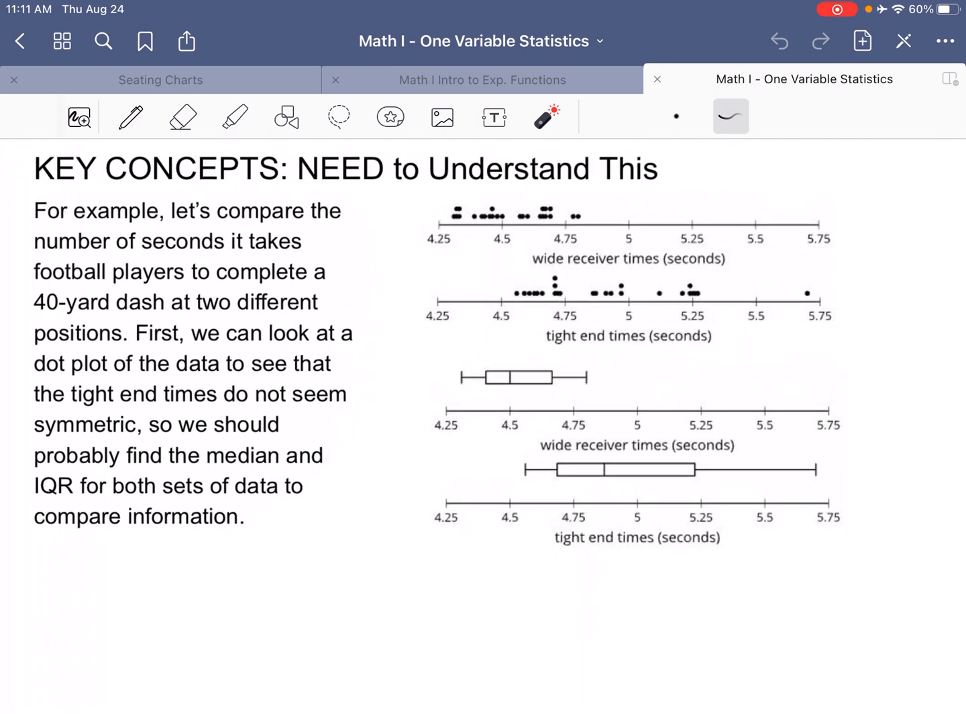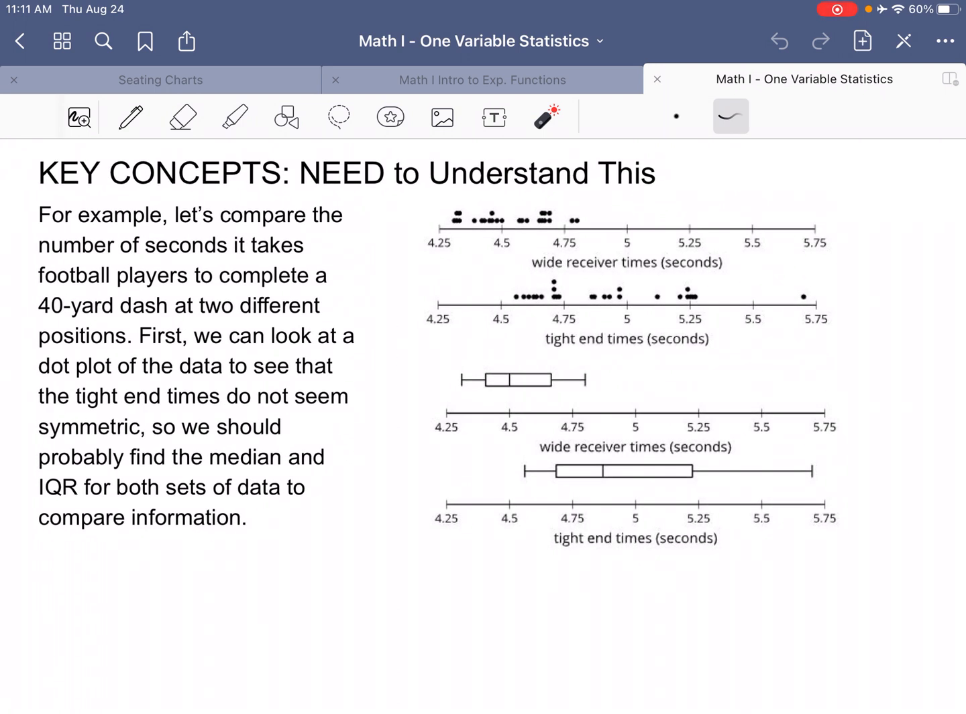For example, let's compare the number of seconds it takes football players to complete a 40-yard dash at two different positions. First, we look at the dot plot of the data to see that the tight end times do not seem symmetric, so we should probably find the median and IQR for both sets of data to compare information.